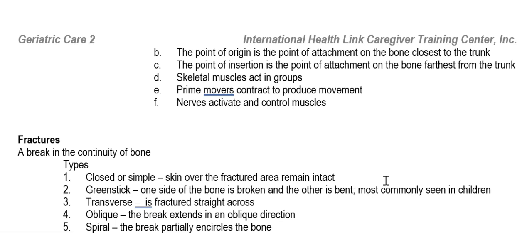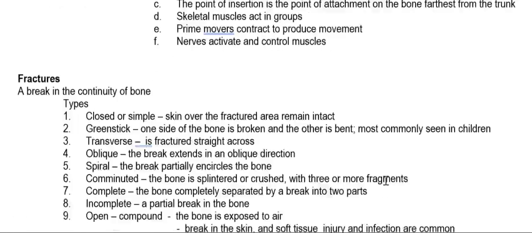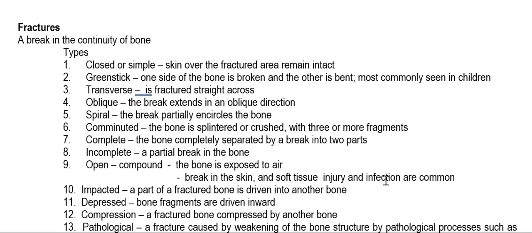We have here fractures, a break in the continuity of the bones. Types: you have closed or simple. Skin over the fractured area remains intact. That is your closed or simple. Wala kang makitang opening. Another, we have greenstick. One side of the bone is broken and the other is bent. Most commonly seen in children.